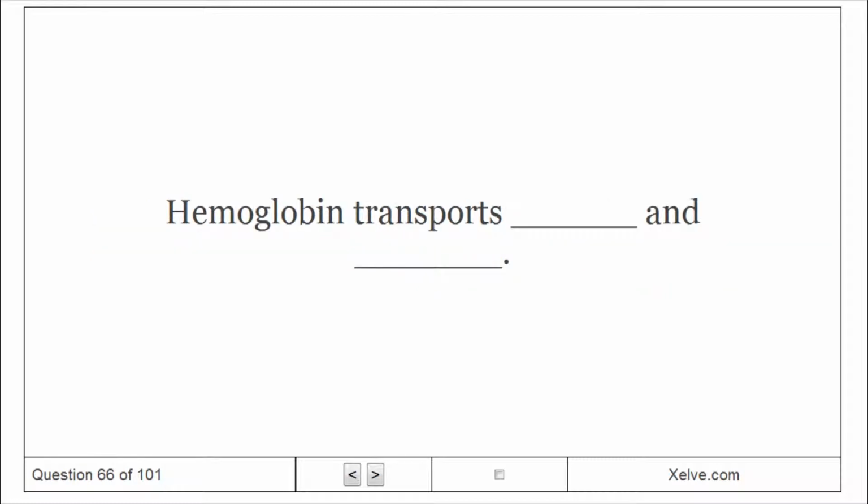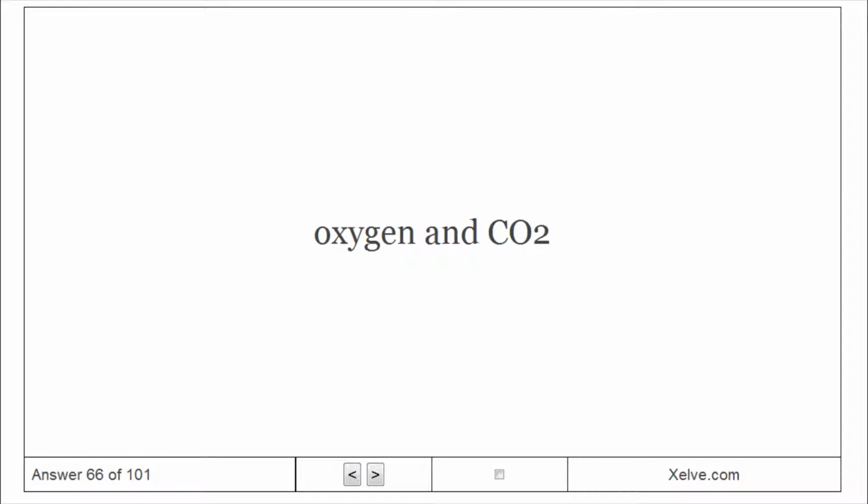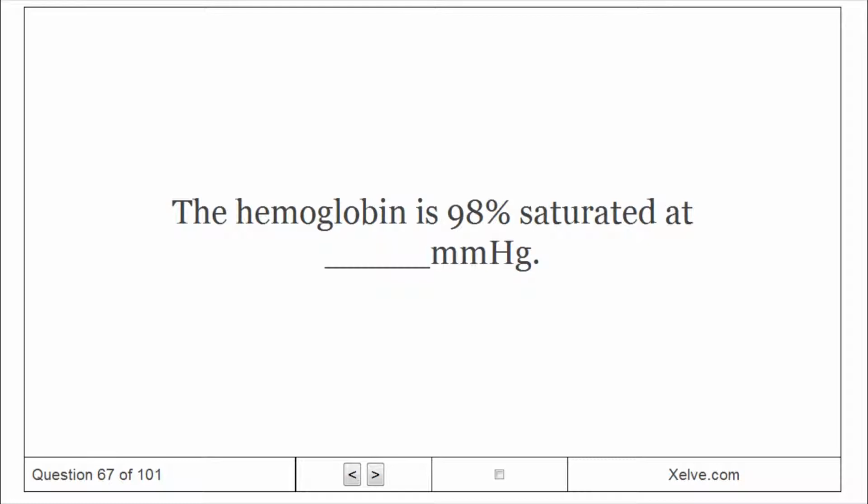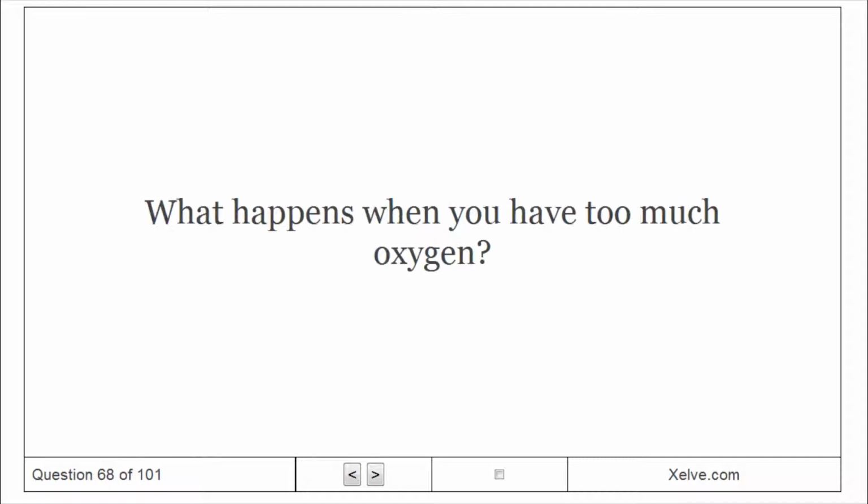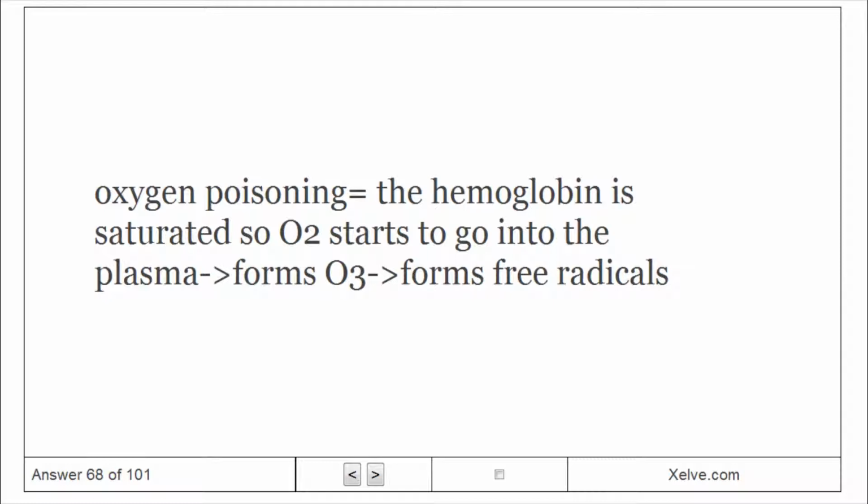Hemoglobin transports blank and blank. Oxygen and CO2. The hemoglobin is 98% saturated at blank mmHg. 70. What happens when you have too much oxygen? Oxygen poisoning equals the hemoglobin is saturated, so O2 starts to go into the plasma to form O3, to form free radicals.